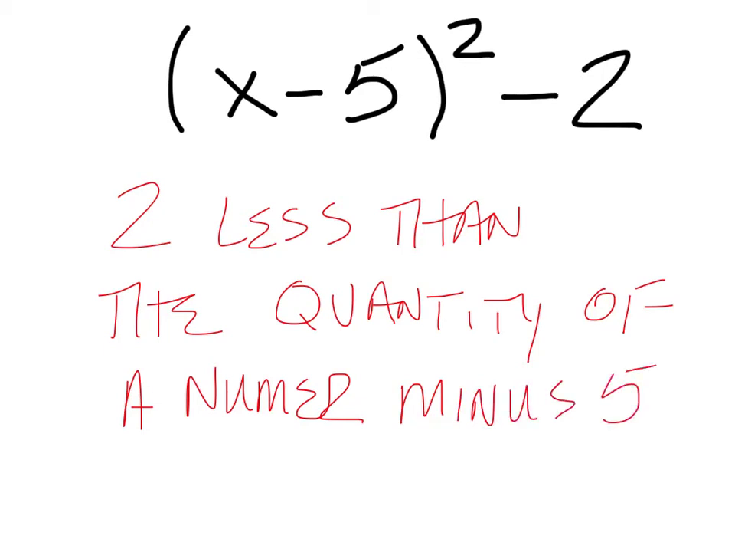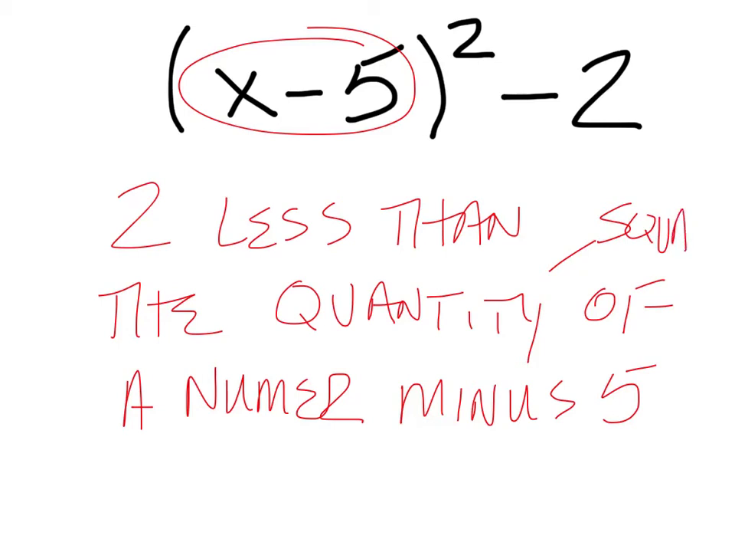How else could we express this? 2 less than the quantity of 5 less than a number. Yeah, that's right. You didn't need to square. I left it out. 2 less than the quantity squared of a number minus 5, or the quantity squared of 5 less than a number.